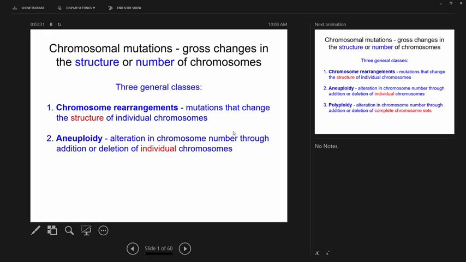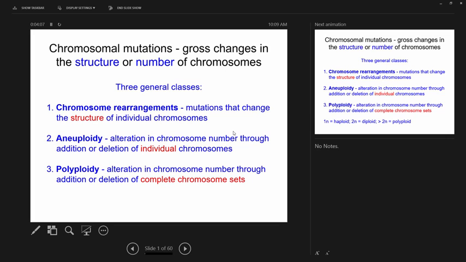Aneuploidy and polyploidy both relate to the change in the number of chromosomes that you have. Aneuploidy refers to individual chromosomes. The one everybody knows about is Down syndrome. If you have 3 chromosome 21s, you have Down syndrome to some degree or another, depending on what the rest of your genotype is. That's a change in number of just one of the chromosomes. All the rest you have 2.